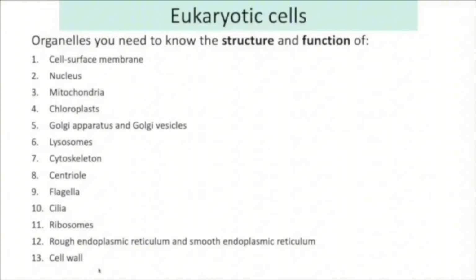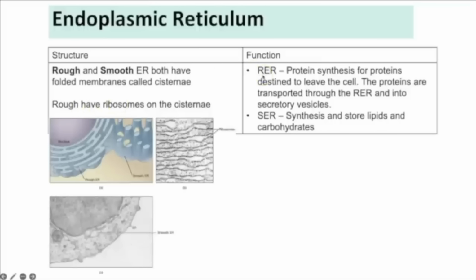We then move on to looking at the endoplasmic reticulum. In terms of the structures, there's two types. We have rough and then we have smooth endoplasmic reticulum. Both of them have folded membranes, which are called cisternae, but the key difference is the rough has ribosomes attached to the outside, whereas the smooth doesn't. The difference in function links to the fact that the rough has the ribosomes, because the rough endoplasmic reticulum has the function of protein synthesis for proteins destined to leave the cell, and the proteins are transported through the rough endoplasmic reticulum and into secretory vesicles. The smooth endoplasmic reticulum is where lipids and carbohydrates are synthesized and stored.